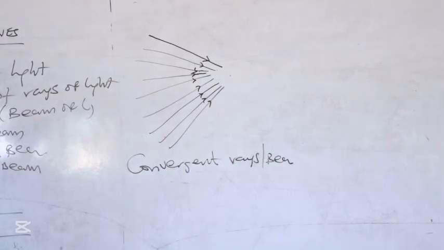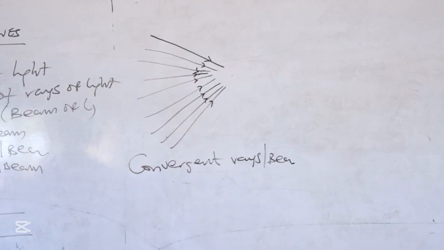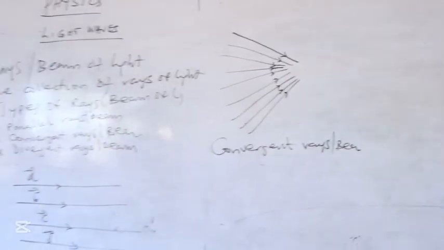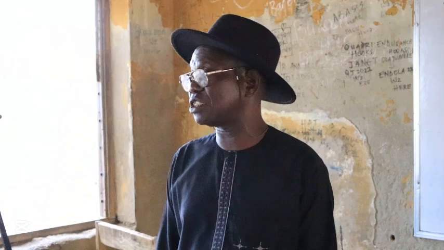Then we also have divergence. The rays that appear to have come from a point, they spread out from a point. They are called divergence rays. All rays that you will come across in this ray diagram are either parallel, or convergent, or divergent. There is no other ray you can meet. If you take a ray from an object, it's either diverged, converged, or parallel. So that's the types of ray.